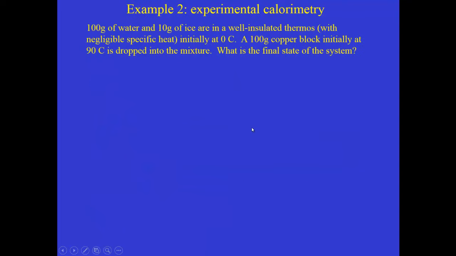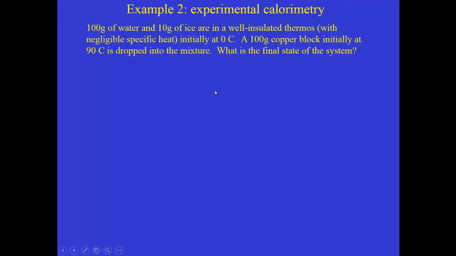Now here's another situation that's a little bit more complicated. Let's assume that we have water and ice, 100 grams of water, 10 grams of ice, and they're initially at 0 degrees C. So they are in thermal equilibrium with one another, and the ice is not melting and the water is not solidifying because they're both at 0 degrees C. Into that mix, we put a 100-gram copper block that's initially at 90 C. So what's the final state of the system?